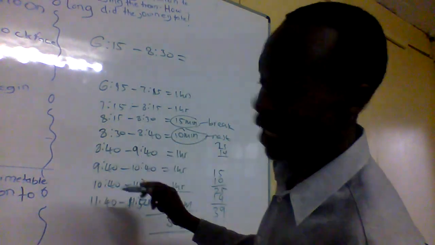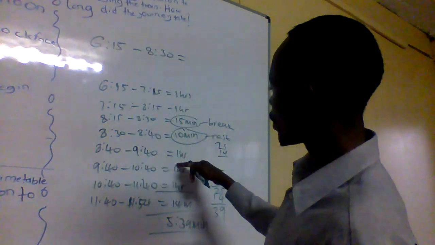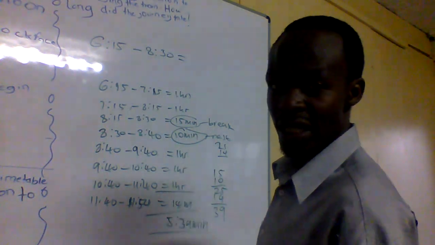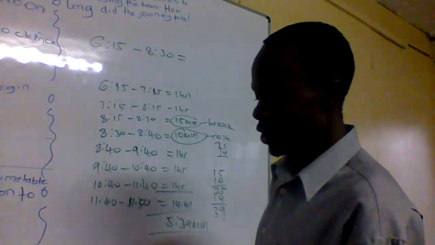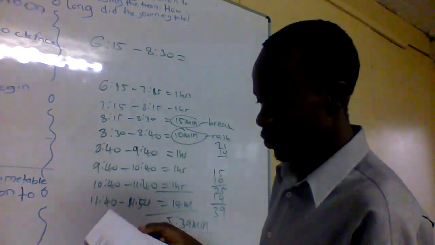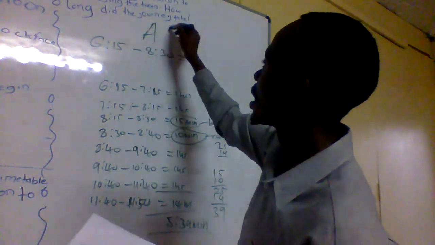Then I counted the hours. It is 1 hour, 2 hours, 3 hours, 4 hours, 5 hours. So the answer was 5 hours, 39 minutes. And when you check on the multiple choices, you will find out that the answer was A. Therefore, the answer in this case was A.